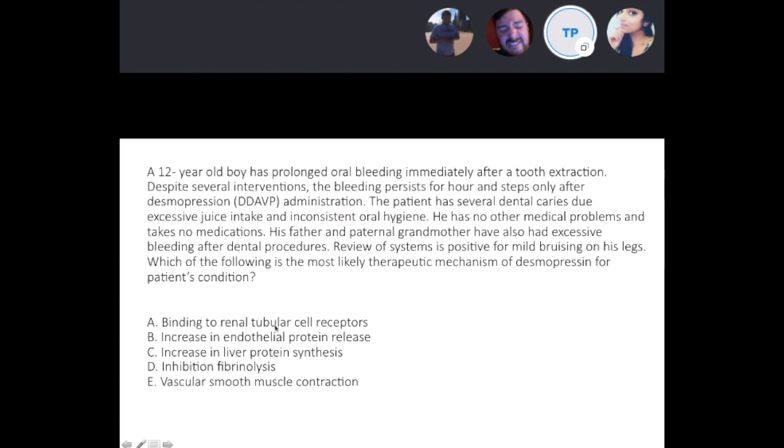A, binding to renal tubular cell receptors. B, increase in endothelial protein release. C, increase in liver protein synthesis. D, inhibition of fibrinolysis. Or E, vascular smooth muscle contraction.